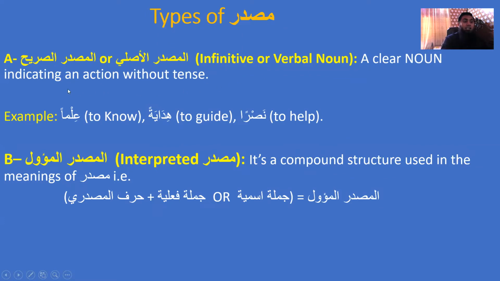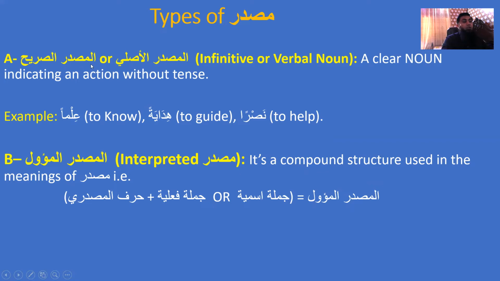What is that? A clear noun indicating an action without tense. All the examples which we have seen before will be examples of al-masdar al-asli or al-masdar as-sarih. Now, the second category of masdar is called al-masdar al-mu'awwal, which in translation is the interpreted masdar, which means that it's not actually a masdar. It's a compound structure, but we interpret that whole structure, not just one word, in the meaning of a masdar, and that we call al-masdar al-mu'awwal. Inshallah, it will become clear in detail in a few minutes.